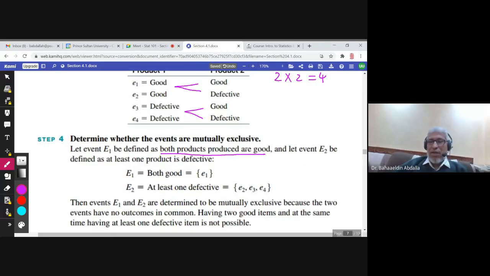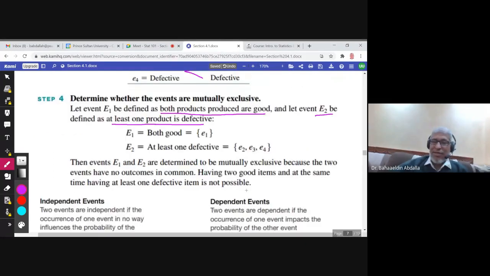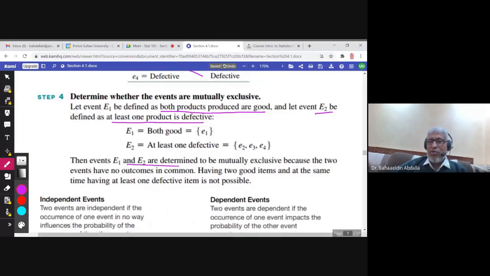Now, let us define 2 events. E1, both products produced are good. Event E2, at least one product is defective. So either one is defective or 2 are defective. So we will have E2, E3, E4. You can again see that these 2 events are mutually exclusive because if both are good, then none of them is defective.